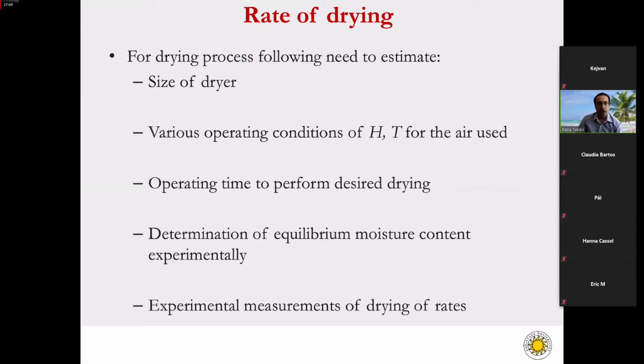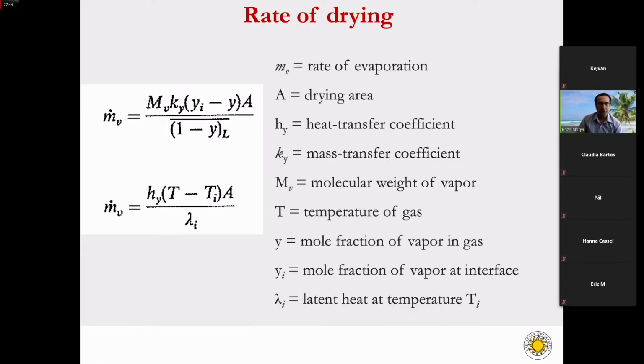So for drying processes, in order to size or design our dryers, there are different things that we need to estimate. Either we need to estimate the size of the dryer, or we have to find the operating conditions in terms of H or T of the air, and the operating time required to perform the desired drying. We have to determine the equilibrium moisture content, which we normally determine experimentally, and we also experimentally determine the drying rates.